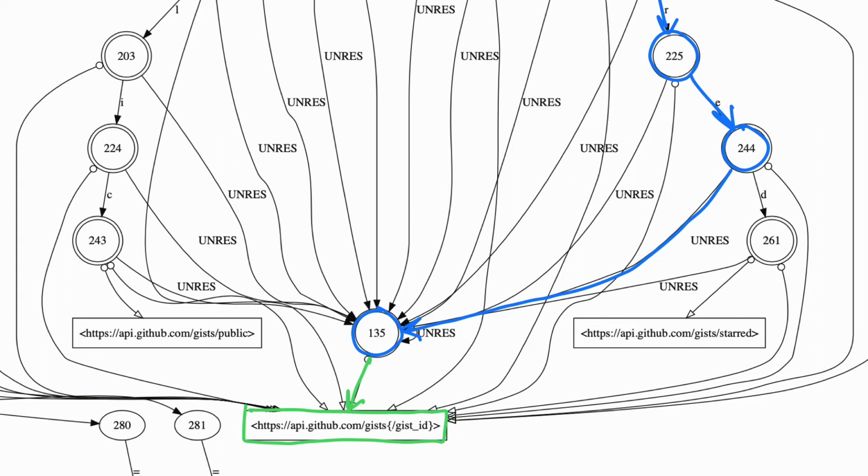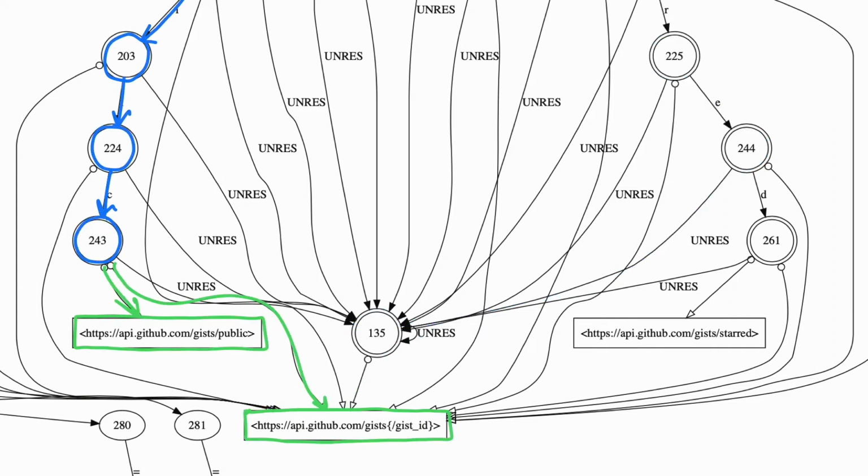But what if the route is an exact match? In this case, what if we follow the path for public? We end up on the accepting state 243, and this matches two routes. At first, it matches gist/public, and the other route it matches is gists with the gist ID variable. But a URI can only identify one thing. So how do we handle this situation? How do we handle ambiguous or overlapping routes?